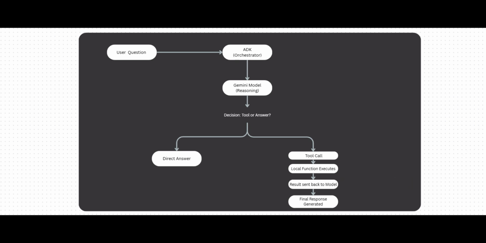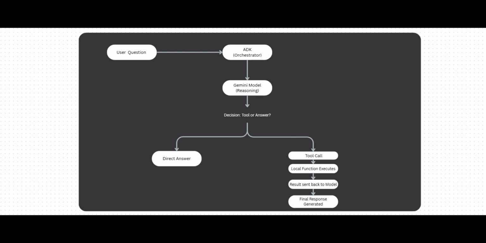for example 10:30 a.m. The tool result is then sent back to the Gemini model, and now the model uses the result to generate a natural language final response, such as the current time in Pune is 10:30 a.m. And finally, the agent sends the generated response back to the user, and the complete agentic execution cycle completes.